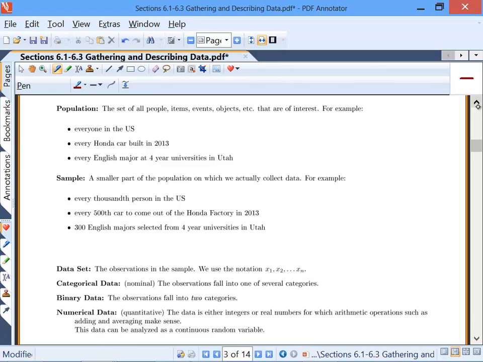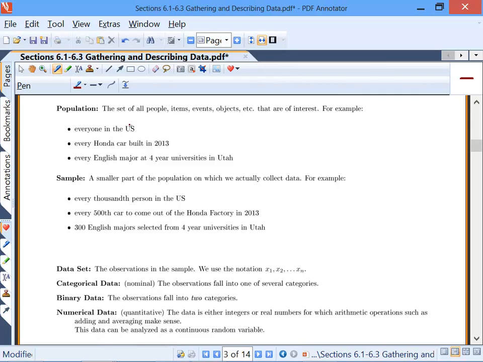Our textbook defines population as the set of all possible observations from an underlying probability distribution. That's usually not the way it's approached in a statistics textbook, so I'm going to rephrase it. Usually our population is just the set of all of our people, items, events, objects, etc. that are of interest. For example, possible populations could be everyone in the US, or every Honda car built in 2013, or every English major at 4 universities in Utah.